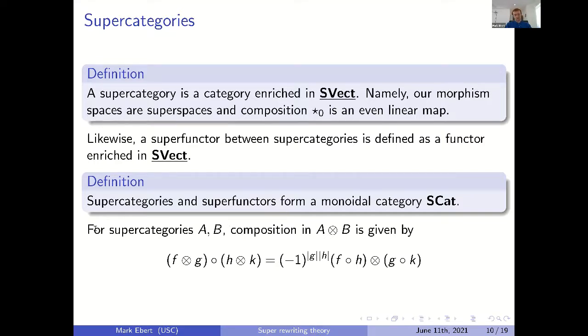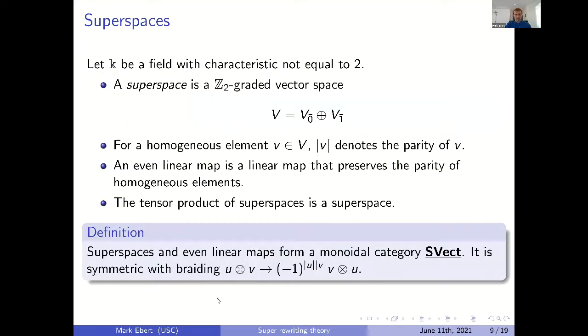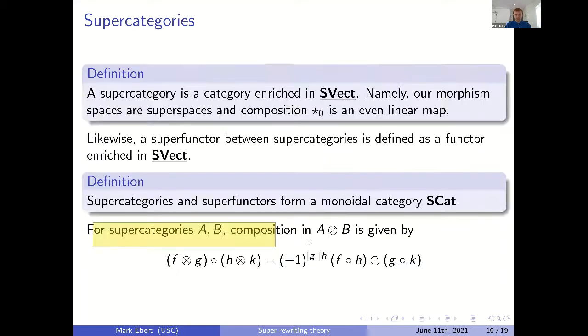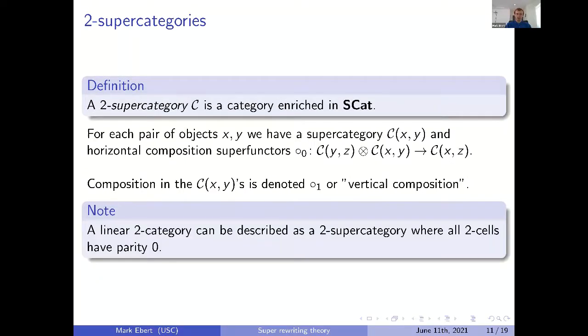The tensor product of supercategories is given by, again, we have the sign. This sign actually comes from the symmetric braiding. This is where it comes from. Anyways, now that we have the monoidal category of supercategories, we can enrich again to define two supercategories. A two supercategory is a category enriched in S-cat.